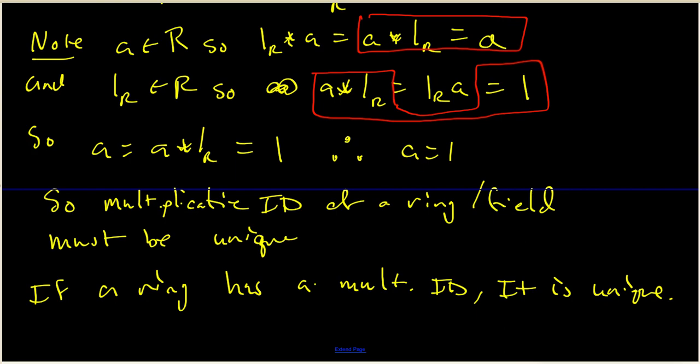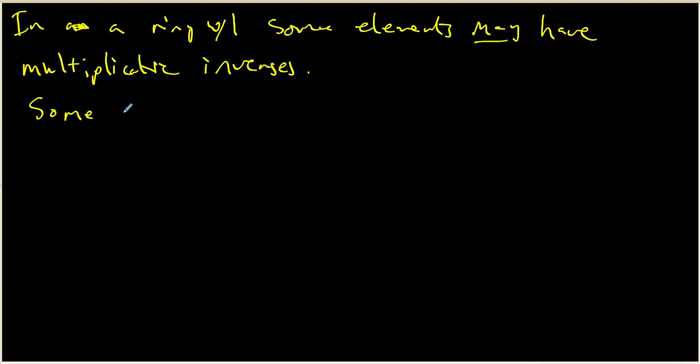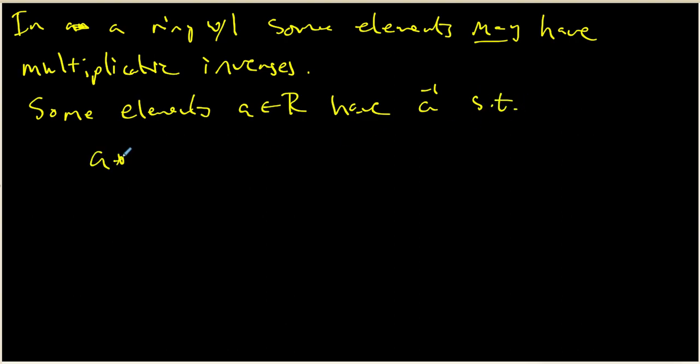Well, now let's think about multiplicative inverse elements. Now, it's important to realize that in an arbitrary ring with identity, so in a ring with 1, some elements may have multiplicative inverses. In other words, some elements inside the ring have a partner element that we call A inverse, such that A times A inverse is equal to A inverse times A, and this is equal to 1 inside the ring.